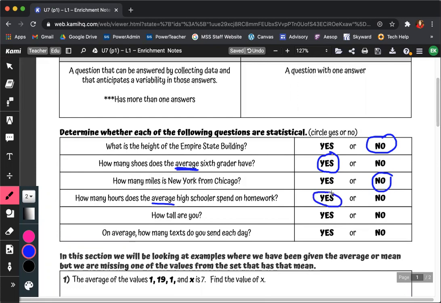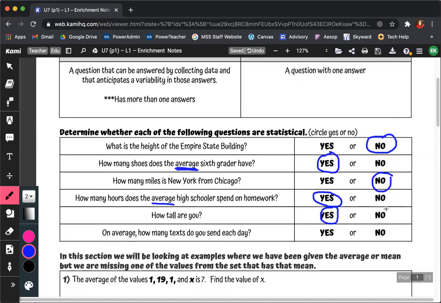How tall are you? So specifically asking you, your height, but we're looking at multiple different students. If I asked you, how tall are you? That is going to be statistical because I would be going around and asking everyone, and everyone has different heights. If I said, how tall is Miss Krippinger, that would not be statistical.